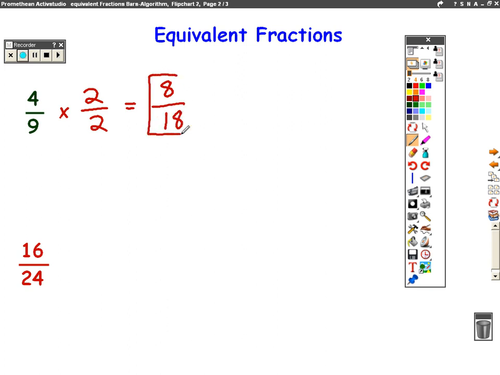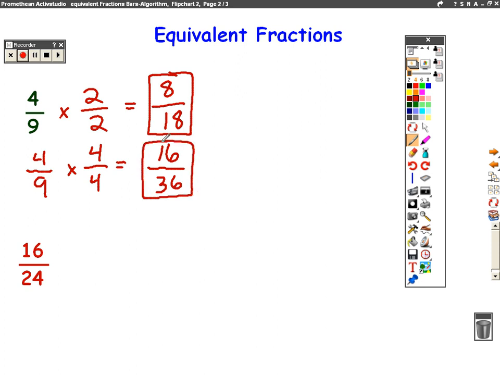So 8/18 is equivalent. I can also try another number, just as long as I multiply the numerator and denominator by the same number. 4 times 4 gives me 16. 9 times 4 gives me 36. So 16/36 is also equivalent.